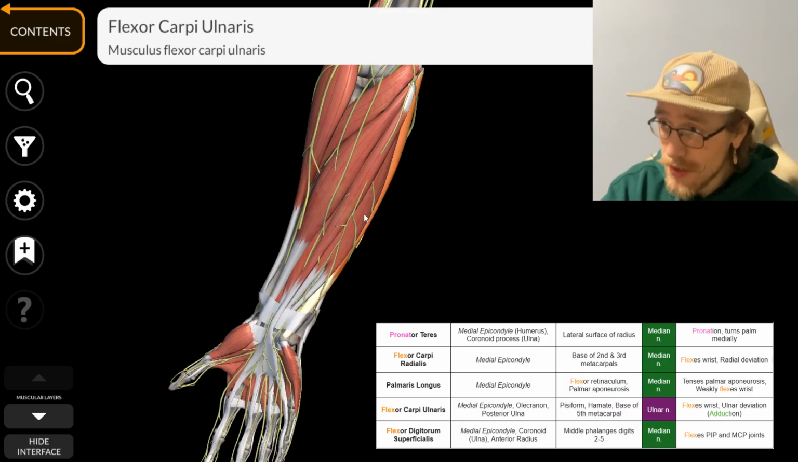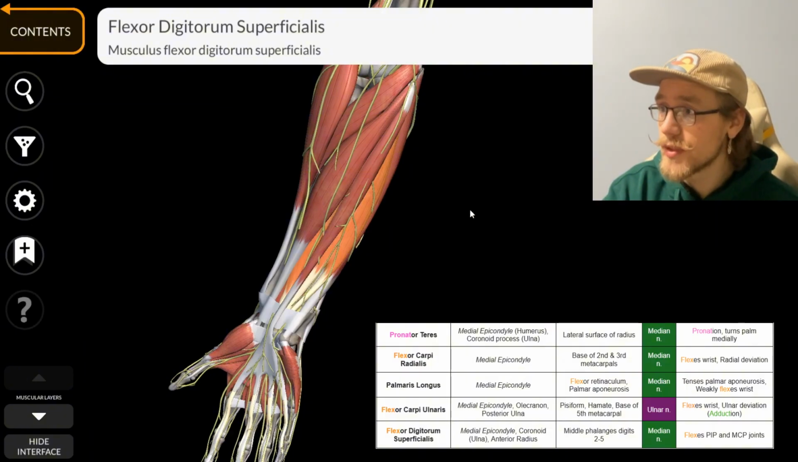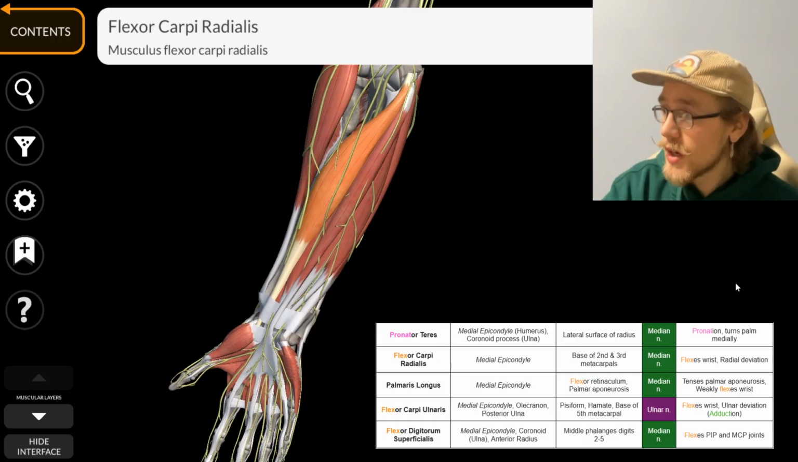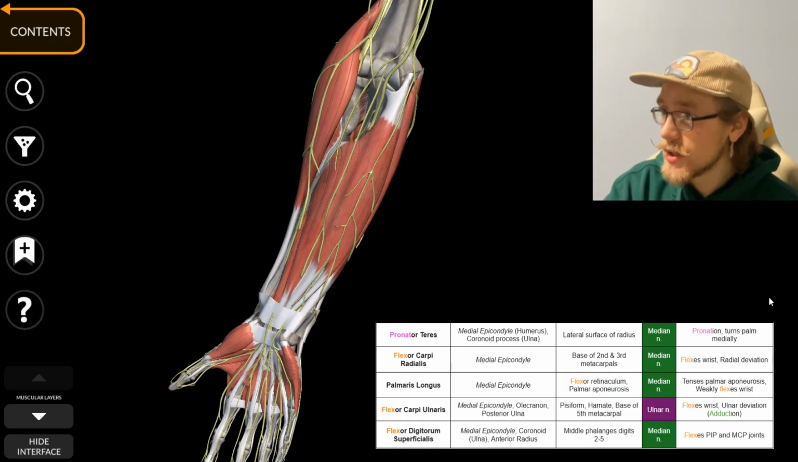And the last guy we have here is the flexor digitorum superficialis. He's going to be underneath all of these guys, so we'll hide these for just a moment here.